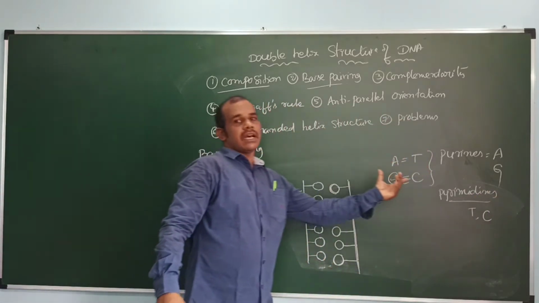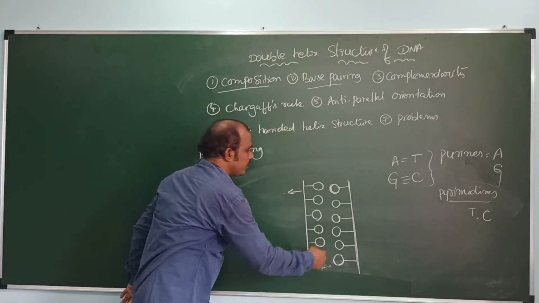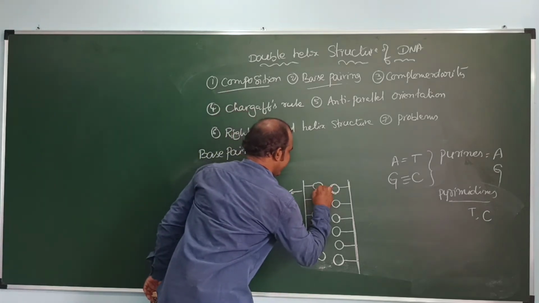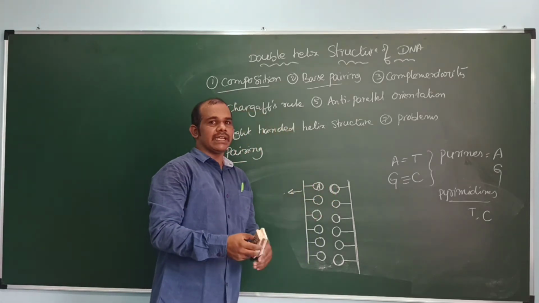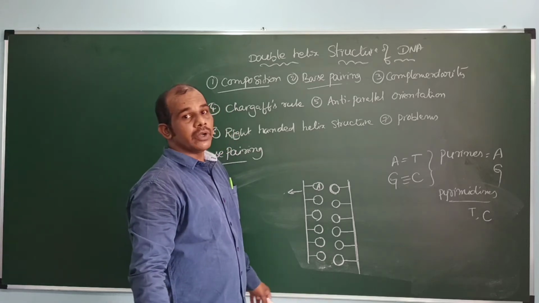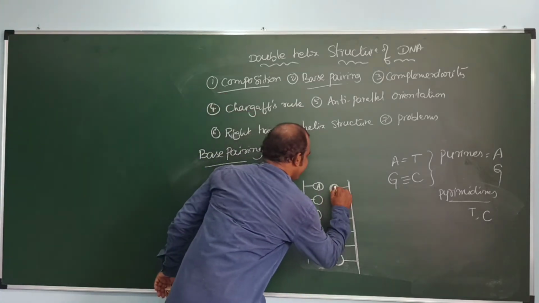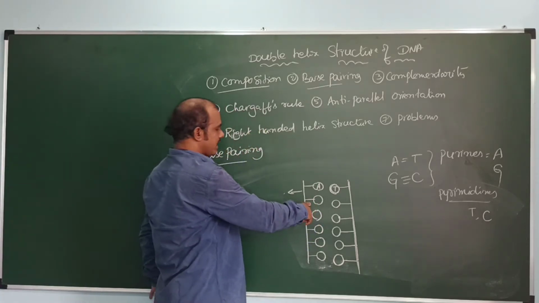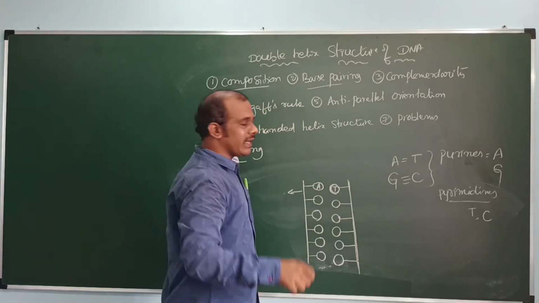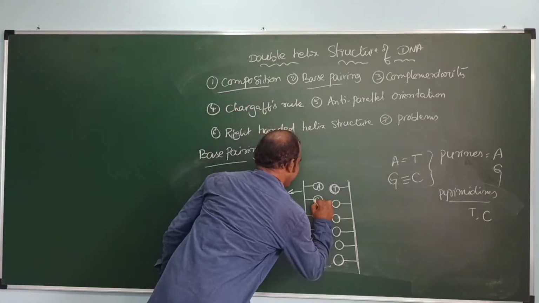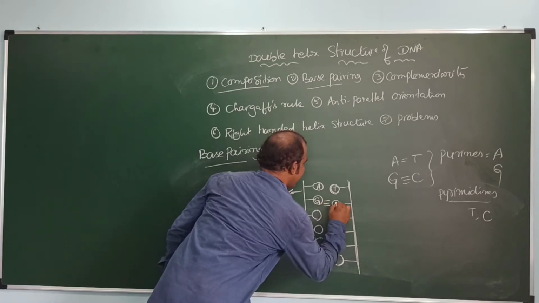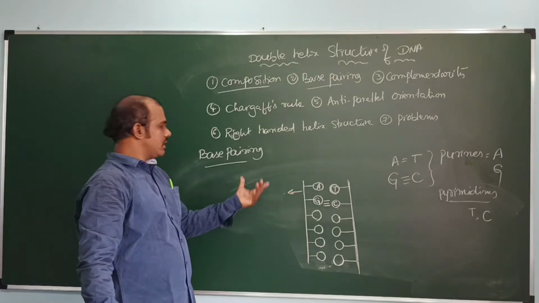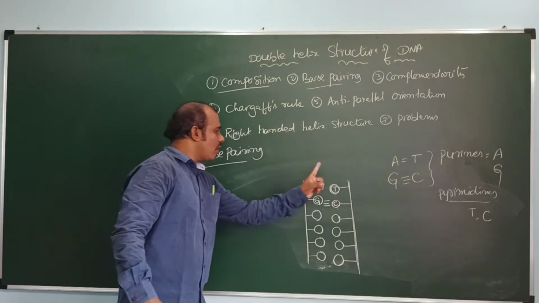How are these bases paired? The purine of one polynucleotide chain, suppose A, is paired with the pyrimidine of the opposite polynucleotide chain, that is thymine. Similarly, the purine of one strand is paired with the pyrimidine of the opposite strand, that may be guanine and cytosine. So the purine is paired only with a pyrimidine.